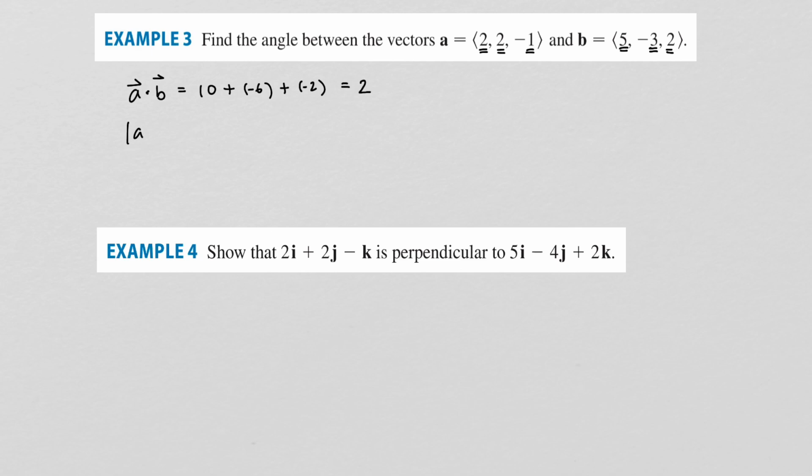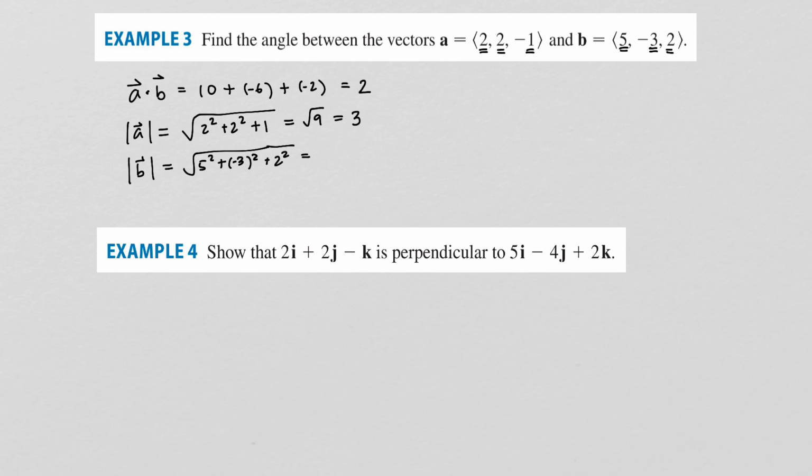We also need the magnitude of vector A, which is going to be the square root of 2 squared plus 2 squared plus 1, which is the square root of 9, or 3. And the magnitude of B is equal to the square root of 5 squared plus negative 3 squared plus 2 squared, which is the square root of 25 plus 9 plus 4, which is the square root of 38.